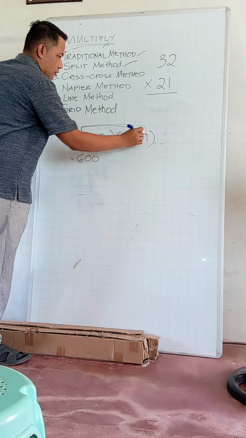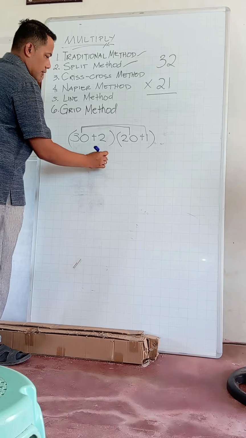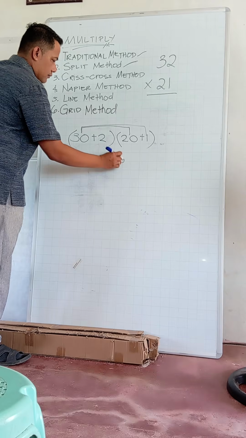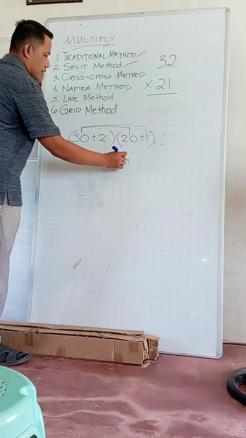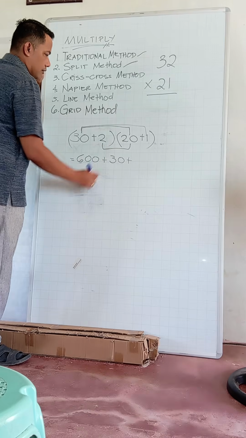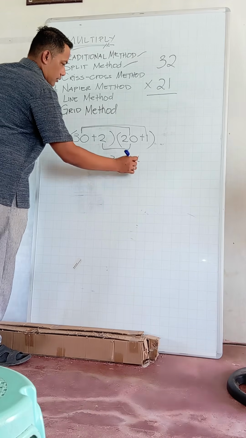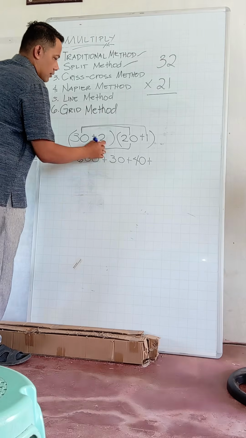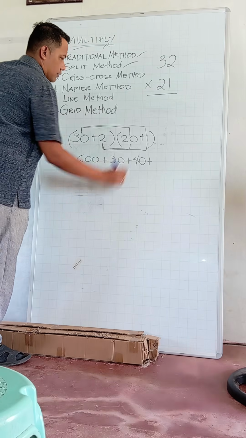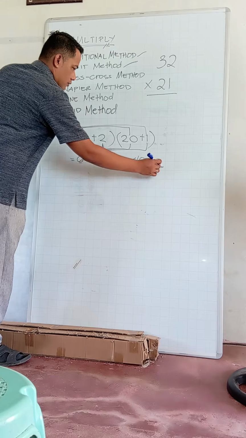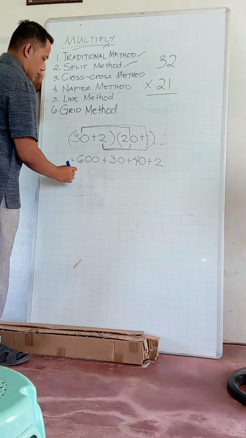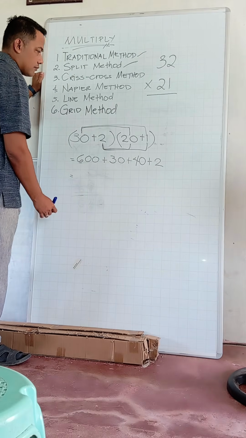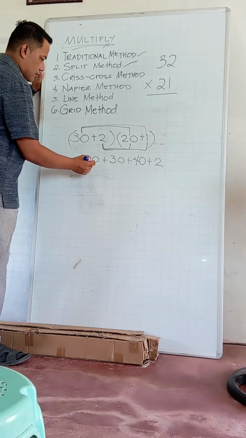30 times 1 is 30, plus 2 times 20, that is 40, plus 2 times 1, and that is 2. And then add. So you can add it like this.